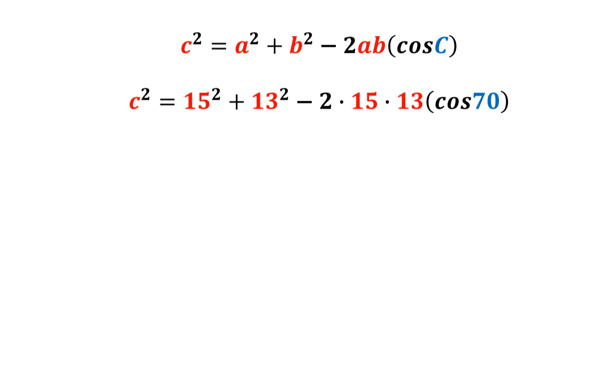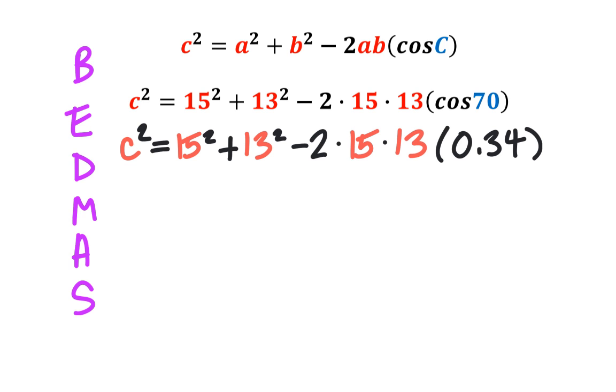When using the cosine law, you'll need to remember to use BEDMAS. BEDMAS is the order of operations. We'll need to start by looking for brackets. Right over here, you'll see brackets, cos 70. You'll need to put that into your calculator. If you put cos 70 into your calculator, you should get approximately 0.34.